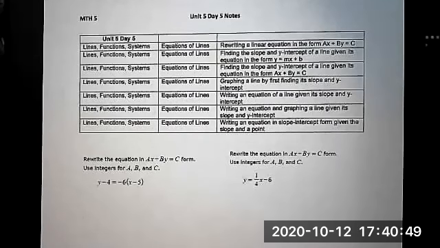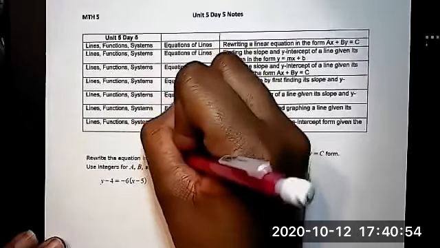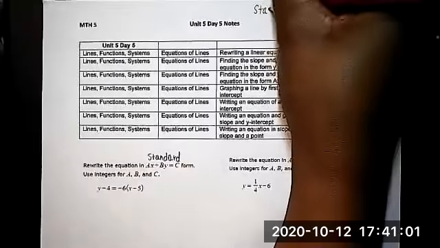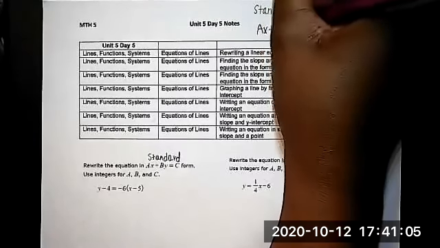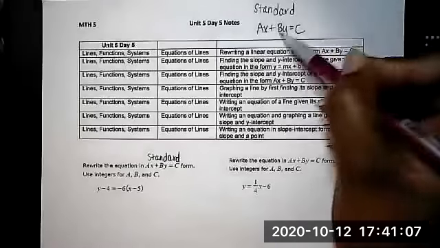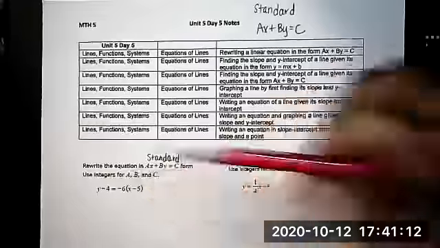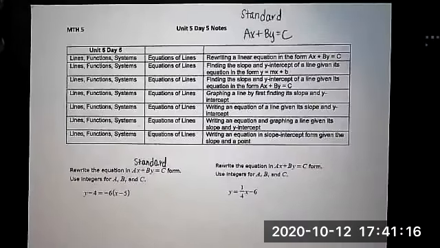This form is standard form, okay? Standard form of an equation: ax plus by equals c. A, b, and c are all integers, okay? And right down here, it says use integers for a, b, and c. You cannot have fractions in your a, b, and c places for your standard form. So I'll show you how to do that.